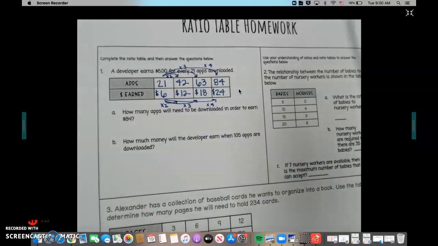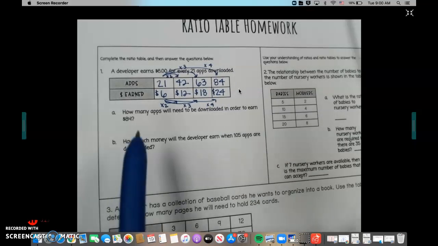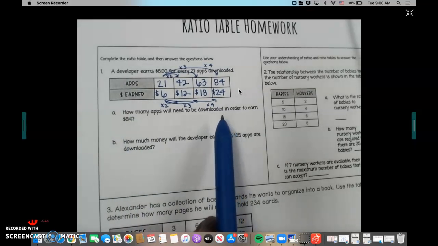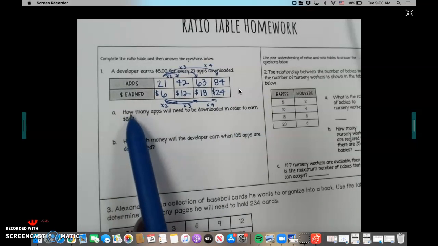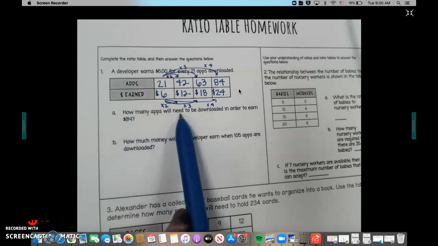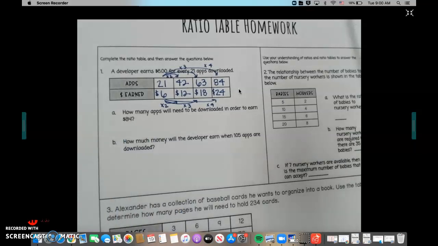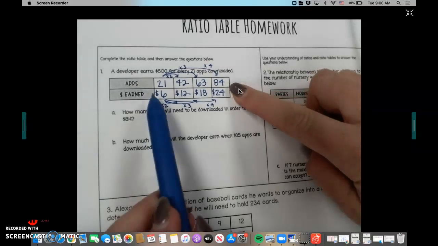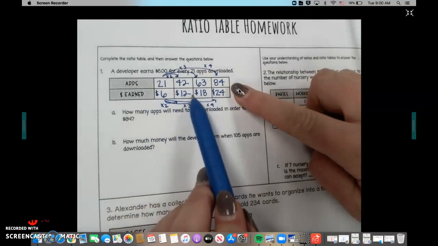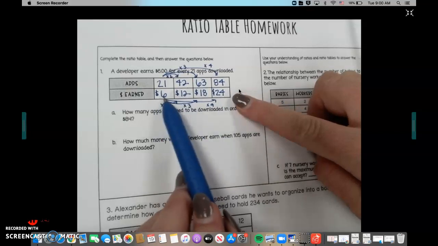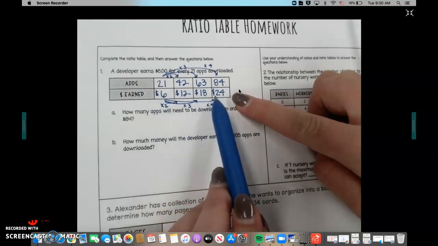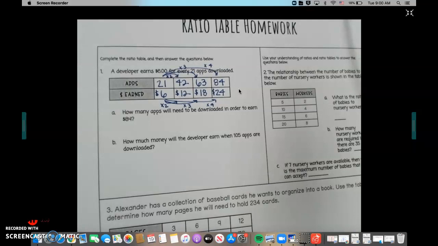You nailed it. So now that we have our chart filled out, let's go ahead and answer some of these questions below. A says, how many apps will be needed to be downloaded in order to earn $84? Well, the first thing I look at is my chart. Do I have any $84 in my chart right now? No, I don't see $84. I have 84 apps, but I don't have $84, what they're looking for. So that tells me I need to set up a proportion, right? We talked about a proportion in our notes yesterday.